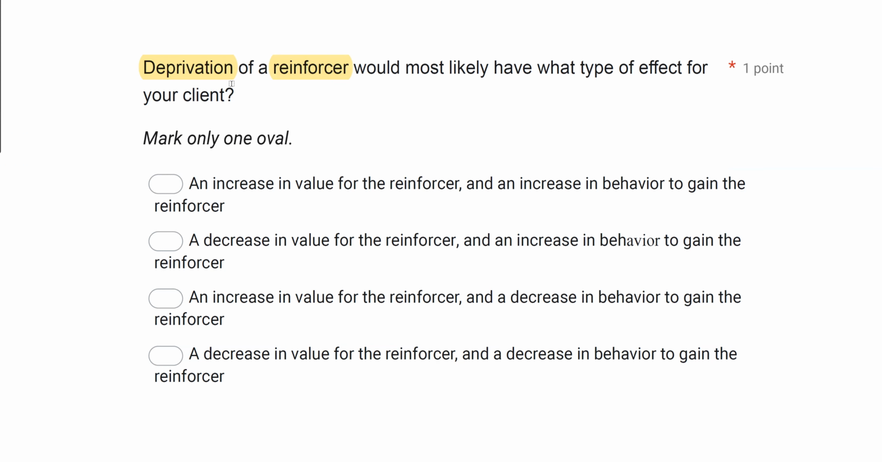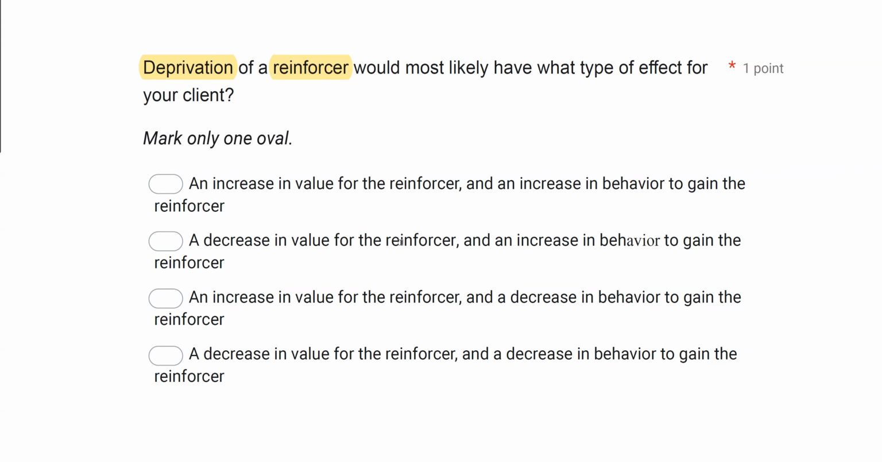the reinforcer. Let's look at A, an increase in value for the reinforcer. Absolutely. The longer the client goes without getting this reinforcer, the higher the value. And since the value is higher, there's going to be an increase in behavior to gain the reinforcer. A looks pretty good. B, a decrease in value for the reinforcer. Well, the value is not going to decrease with deprivation.